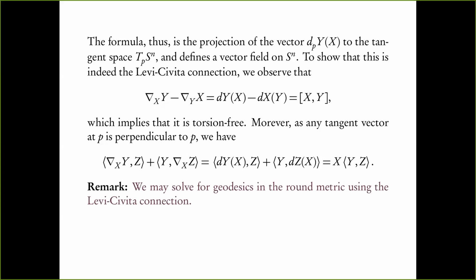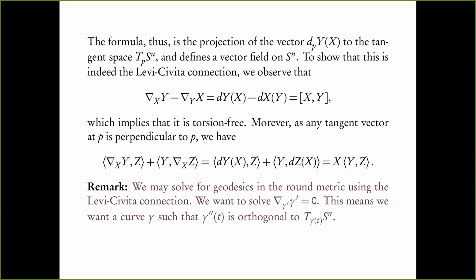The remark is that we can solve for geodesics in the round metric using this Levi-Civita connection. Remember, we solved it first of all using the exponential map and actually calculating geodesics for S2, but you can do the same for Sn. Well, how do we do it here? Well, remember for Levi-Civita connection, geodesics can also be defined by this equation, because the Christoffel symbols for the connection and the geodesics are one and the same.